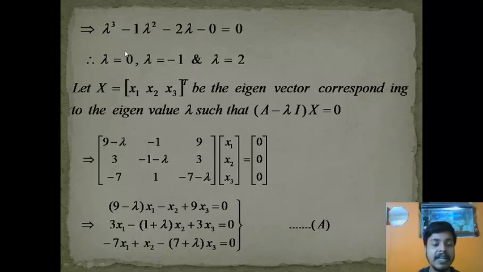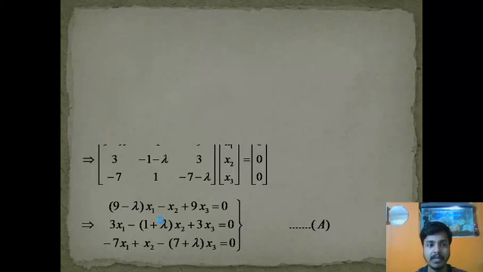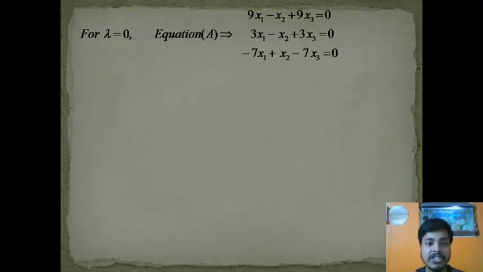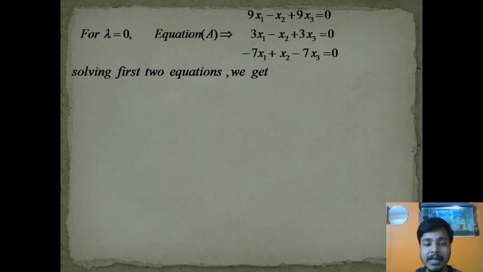So let us find out the eigenvector for the eigenvalue lambda equal to 0. What you have to do is, for lambda equal to 0, just put lambda equal to 0 in this set of equations. So for lambda equal to 0, equation A will imply this. Once you get this, you can solve any two equations to get the values of x1, x2, x3. So I will be taking the first two equations. So two equations, 3 unknowns. So what will we be taking? We will be applying Cramer's rule to get the values of x1, x2, x3.